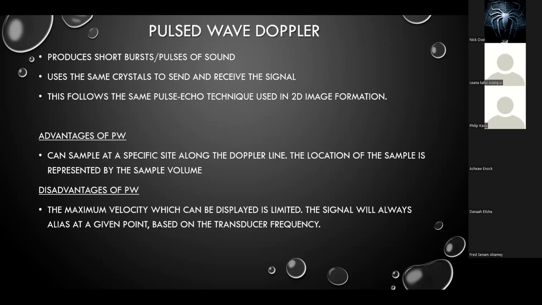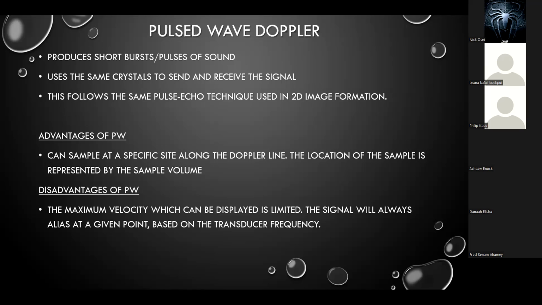So then the pulsed wave. As the name suggests, it gives short bursts of sound. Sound doesn't continue through; it comes in pulses. It uses the same crystals to send and receive the signal, unlike the continuous wave where some crystals are sending and some are receiving. With the pulse wave, because it is doing so intermittently, when it gives out a burst, it will wait for the same crystals to receive the reflected sound waves before they give out again.